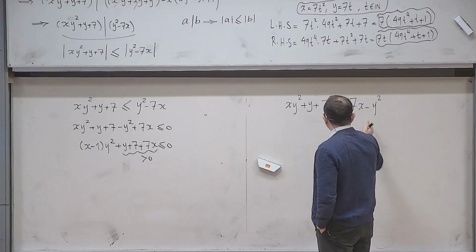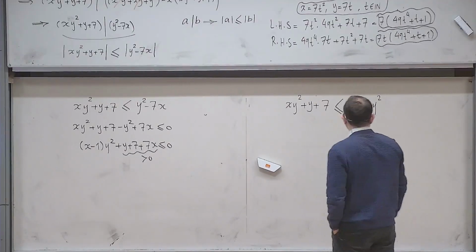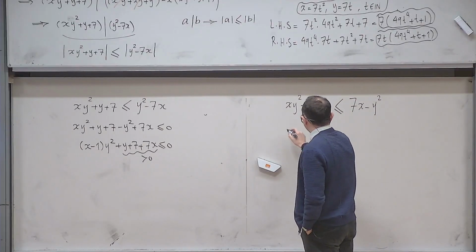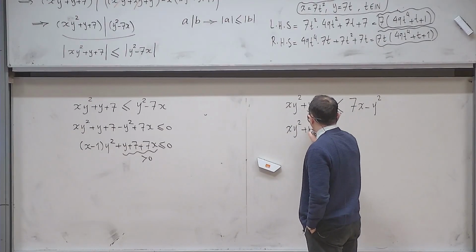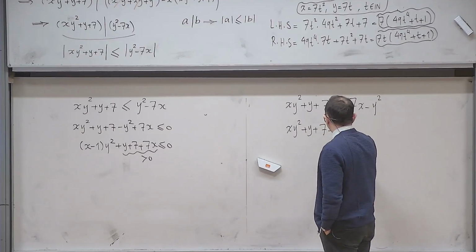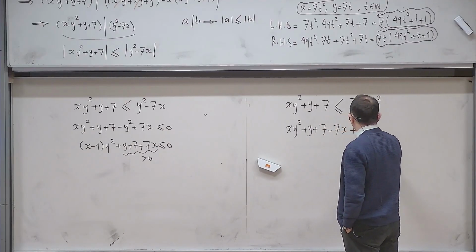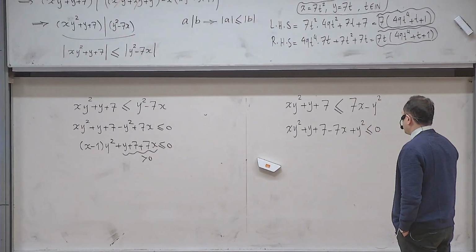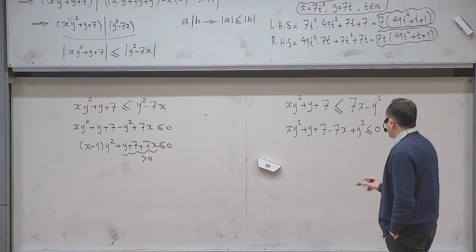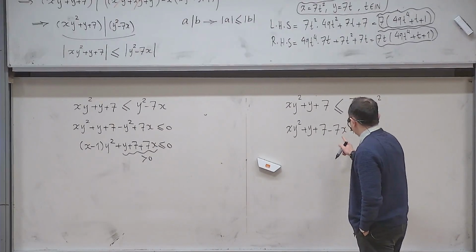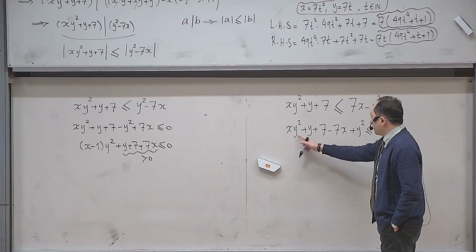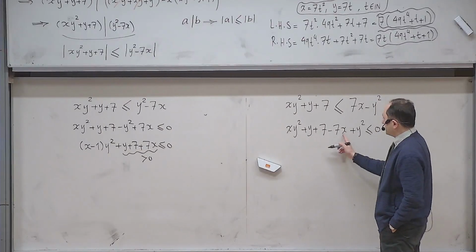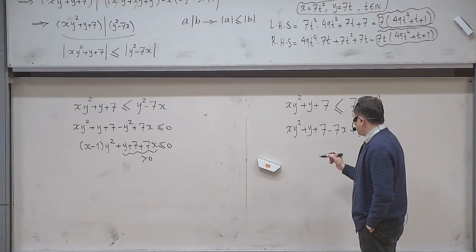So let me move things around. Let me move everything to the left-hand side, so it becomes xy squared plus y plus 7 minus 7x plus y squared is less than or equal to 0, and see if it happens indeed or not. What we can do here, because this is the only problematic one, every other number is coming with a positive sign, and because x and y are natural numbers, the sum should be positive except for this one. So we have to see what we can do with this one.